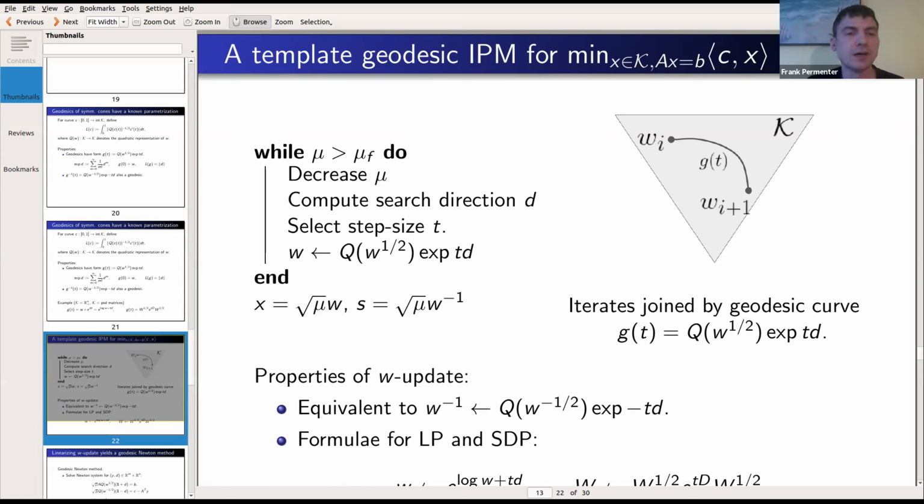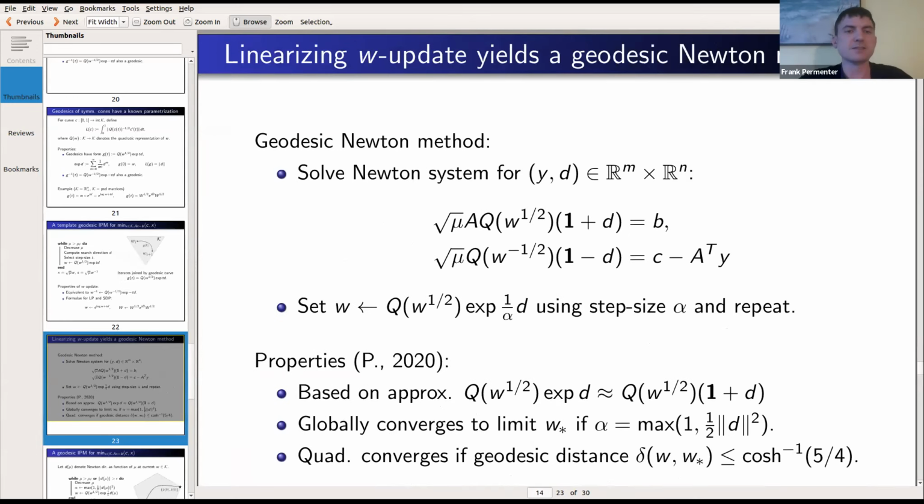Okay. All right, so what do I need to do to turn this into a real algorithm? Well, I need to give you a recipe for computing a direction d. The direction d is going to come from a geodesic version of Newton's method. So all we're going to do is take our geodesic update formula, linearize it, and then substitute it back into our central path conditions. This gives us a nice linear system where my variables are this dual parameter y and my Newton direction d. So I'll solve a linear system for d, and then I'll apply this geodesic update of my parameter w using some step size.